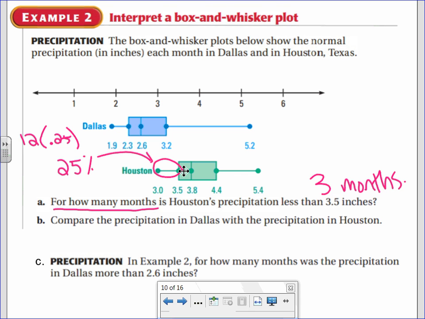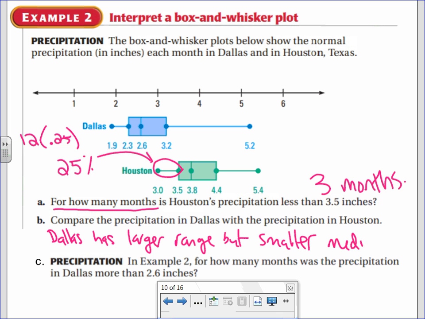All right, it says compare the precipitation in Dallas with the precipitation in Houston. So here's Dallas, here's Houston. It looks like Dallas has a much larger range than Houston. And it has a much lower median than Houston, so you can just list things like that out. So Dallas has a larger range, but smaller median amount of precipitation.